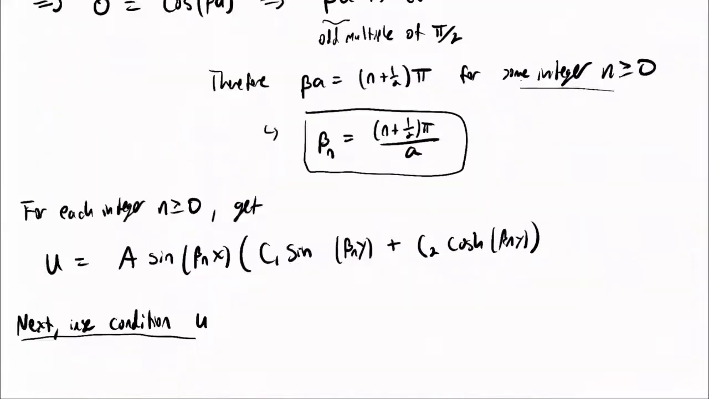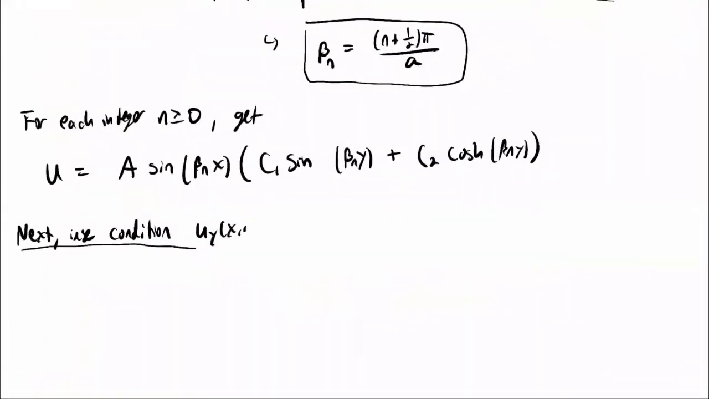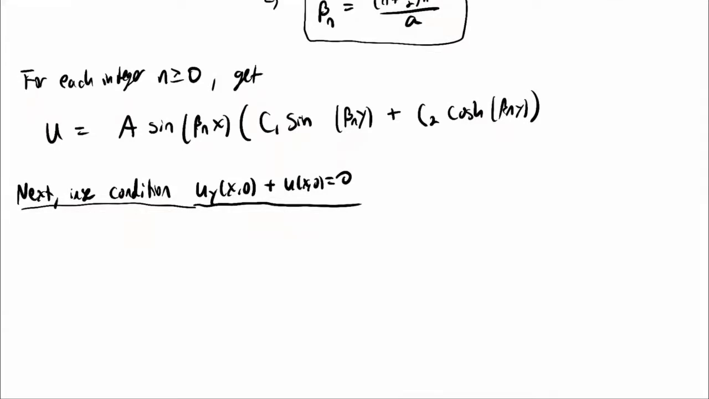Right, when y is equal to 0, so u_y(x,0) plus u(x,0) is equal to 0. This was the boundary condition on the bottom of the rectangle when y is equal to 0. And so what we want to do is just calculate these two terms.